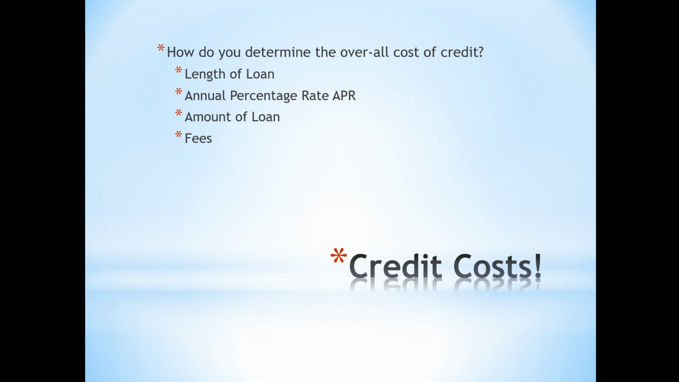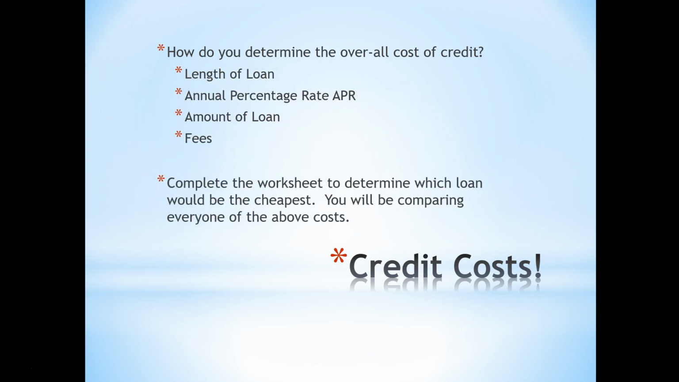So how do you determine it? First of all, the length of the loan. Second would be the annual percentage rate, or the APR. So that just has to do with your interest, the amount of interest that you're going to be paying on the loan or on the credit. The amount of the loan, so that means like the amount that you have actually borrowed, and then fees, any other fees that you may pay on that loan, such as if there's a missed payment fee, or if there's a fee because you did not pay on time, things like that.